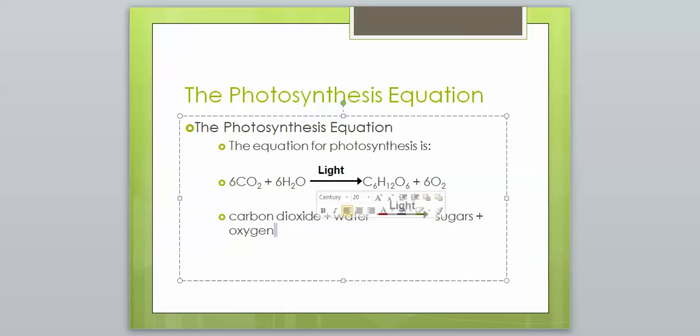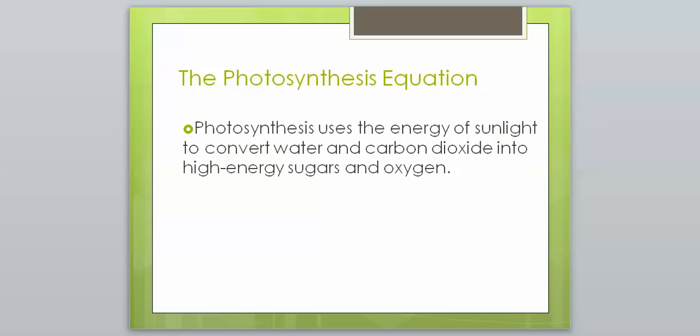And when we add light, it will give us sugars and oxygen. So we have carbon dioxide plus water, give us a little light, gives us sugars and oxygen. So that is our photosynthesis equation. This is very important. Make sure you remember this bottom one right here. And moving on. So photosynthesis uses the energy of sunlight to convert water and carbon dioxide into high energy sugars and oxygen. And that is what we just stated. Again, it's very important. They put it twice, so that shows that you need to know it.